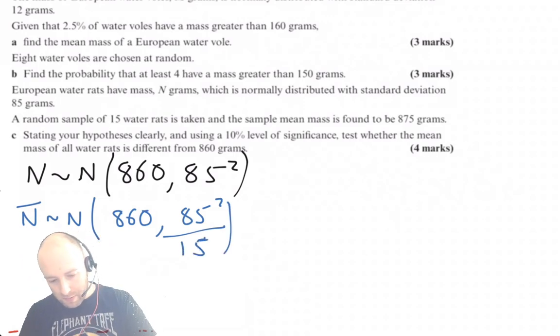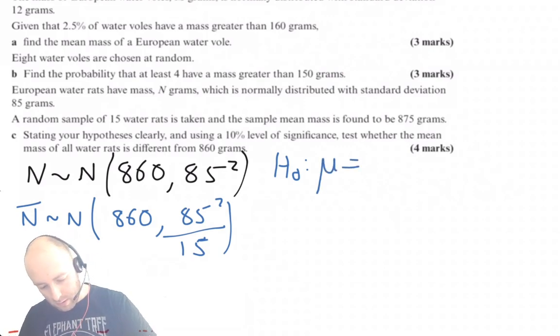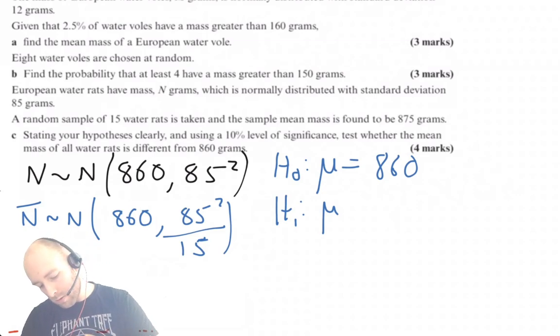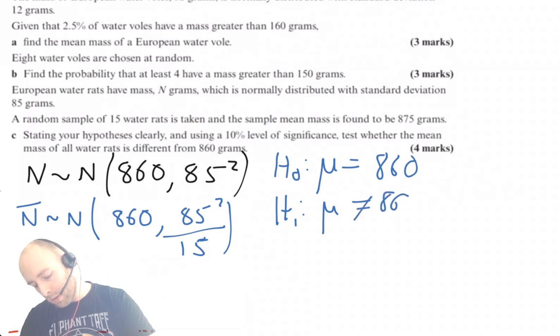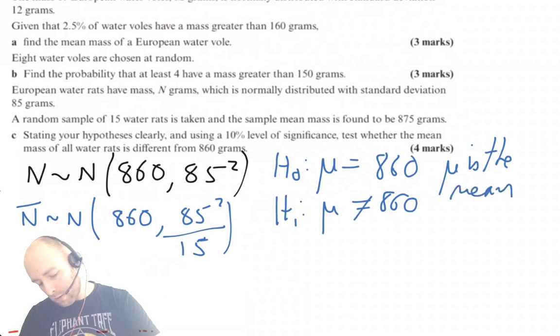And state our hypotheses. So H0: mu equals 860, and H1: mu is, is it two-tailed or one-tailed? Different, so we're doing two-tailed, not equal to 860. Mu is the mean mass of water rats.